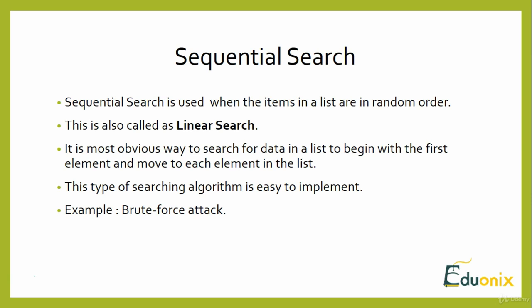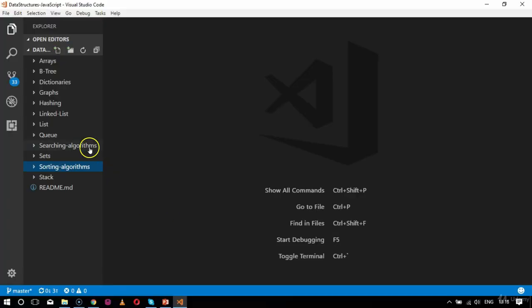So let's go to our code base and first of all create a JavaScript file with the functions associated with sequential search, and later on we will create the HTML files needed for linear search or sequential search. This is our code base, and here we have a searching algorithm folder. Over there we'll create a first file, linear search, which is also called sequential search, as an HTML file.